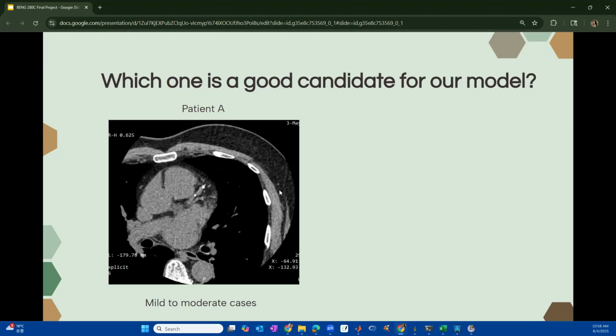This also taught us something important for early stage model training. It's more helpful to work with mild to moderate cases where calcium lesions vary in size and are easier to interpret, rather than extremely sick patients with diffuse calcification.